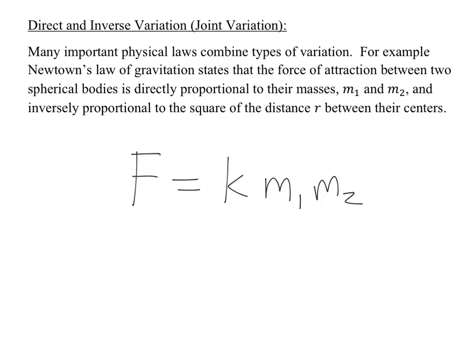So it's directly related to their masses, so I start with this. Okay, direct variation right there. It's directly related to both masses. But it's inversely proportional, or indirectly related, to the square of the distance between them. So put that over R squared. Again, directly related to the masses, indirectly related to the square of the distance between those two bodies.